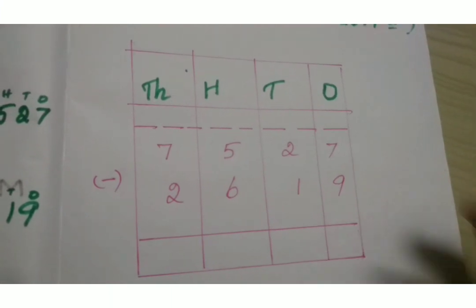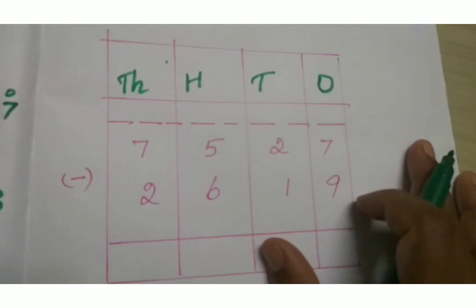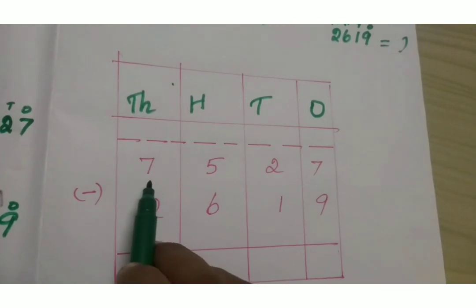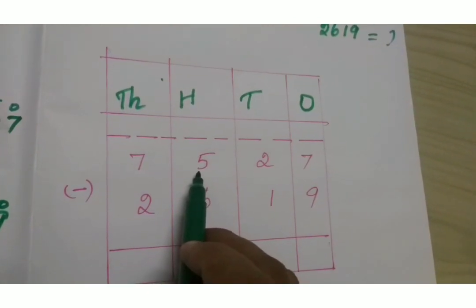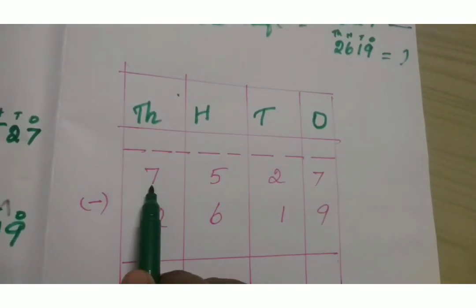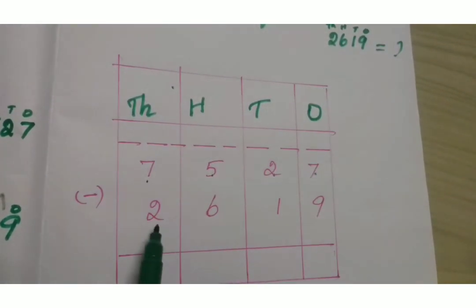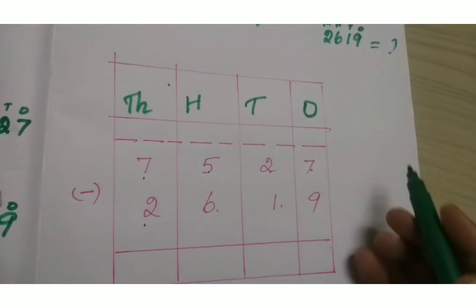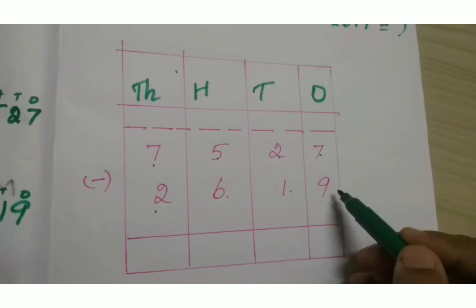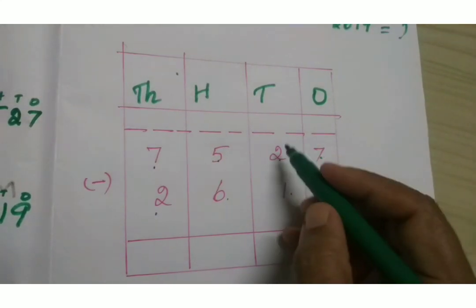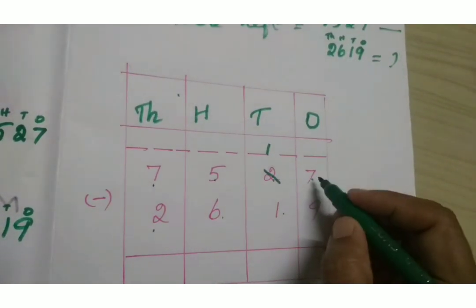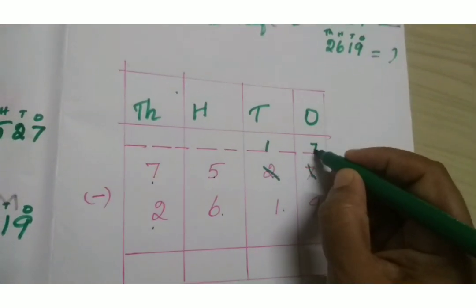Students, all of you find the answer separately. That is, you have to draw the box separately and write the numbers again. That is 7527, 2619. Minus sum means you have to find where the greatest number is. Where is the greatest number? Below. Below means you have to cut the before number and write one before.